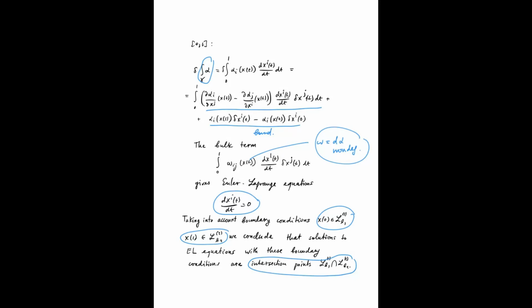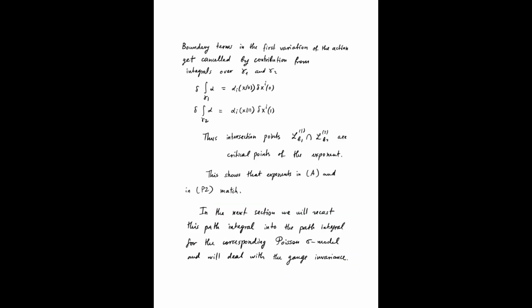But remember that in the variation of this term there are also these boundary contributions. This is exactly why we have these integrals over gamma 1 and gamma 2. The variation of these integrals is like this. We have L1, and then the path gamma goes away from here. Let's say that this is gamma 0. When we vary gamma, this point varies, and that gives contributions from the integrals over gamma 1 and gamma 2, and they cancel the boundary terms over there. And so intersection points of L1 and L2 are exactly critical points of the exponent.